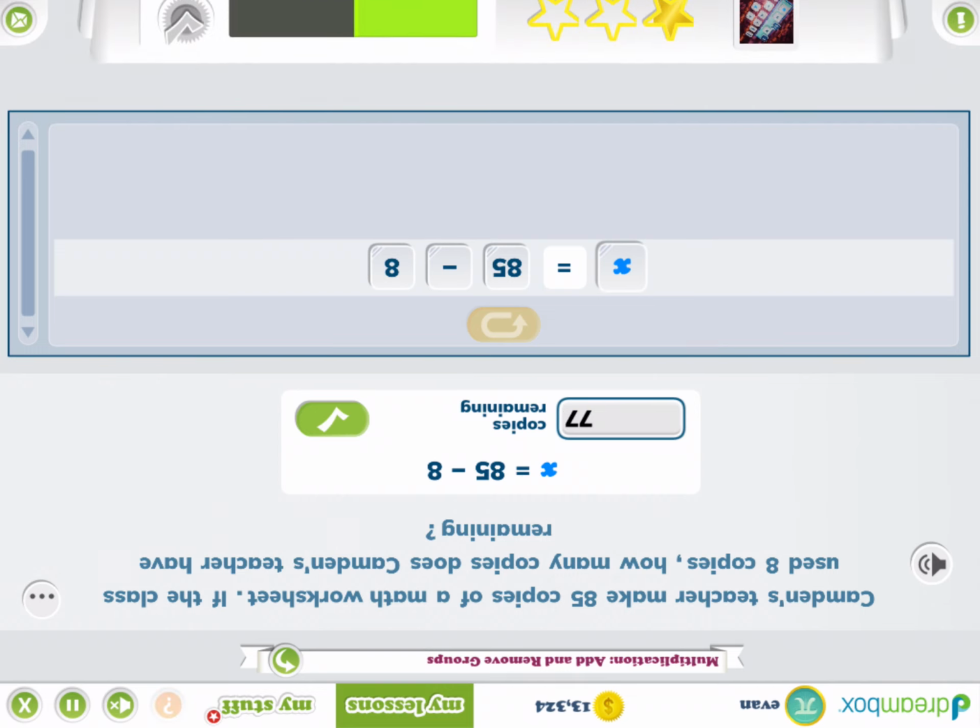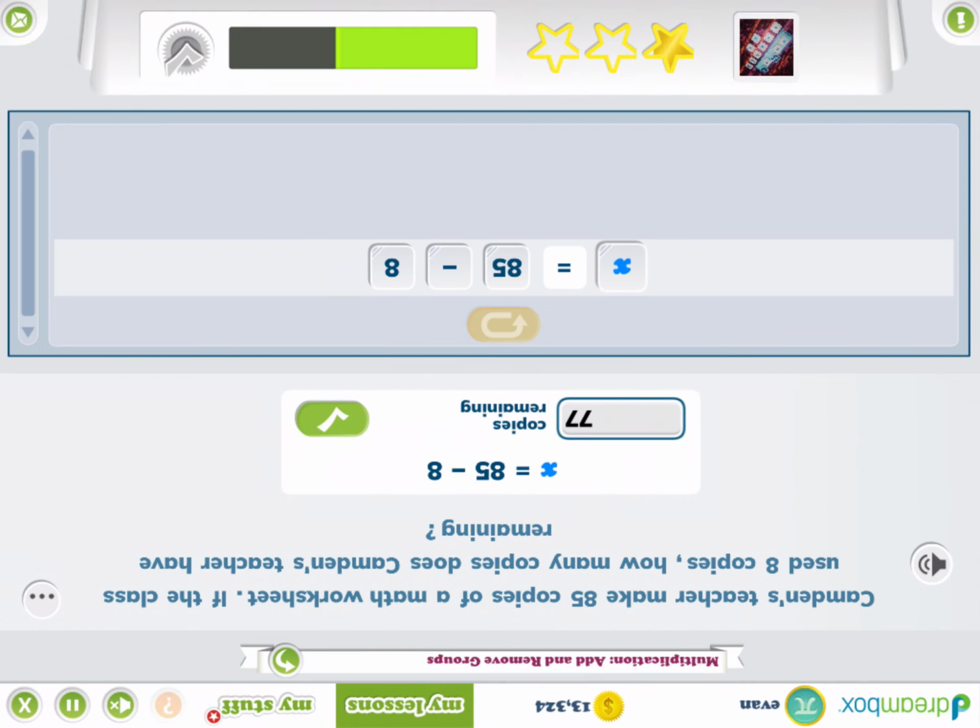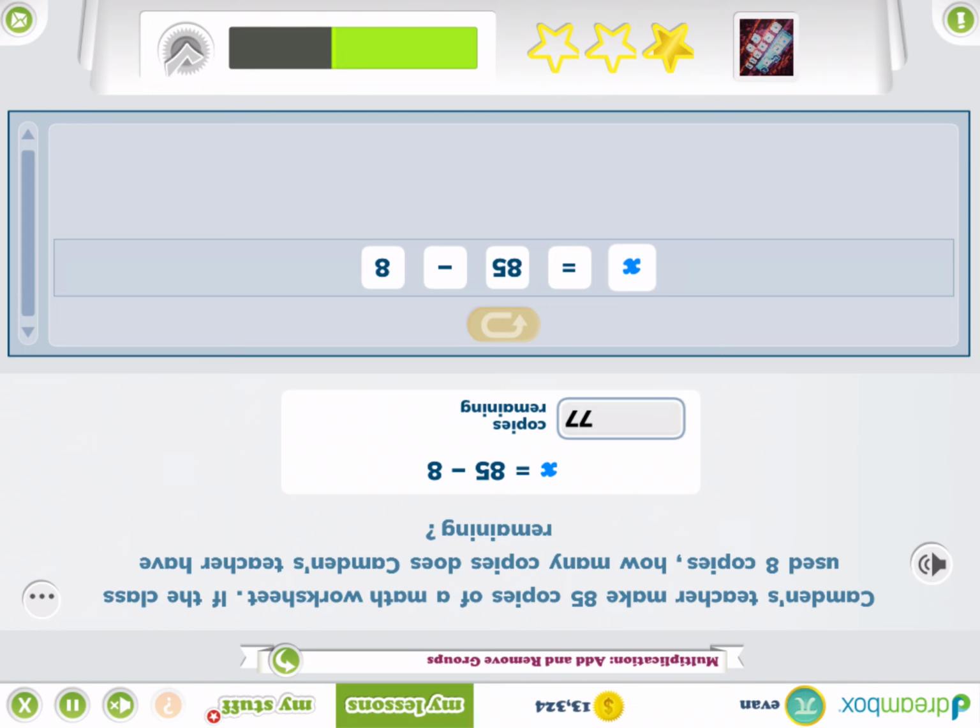Good job! There are 77 copies of the math worksheet remaining.